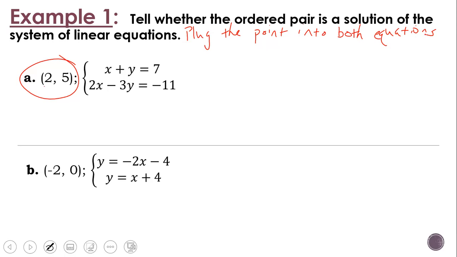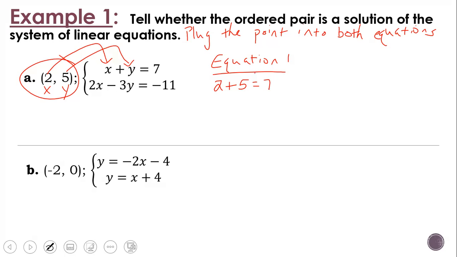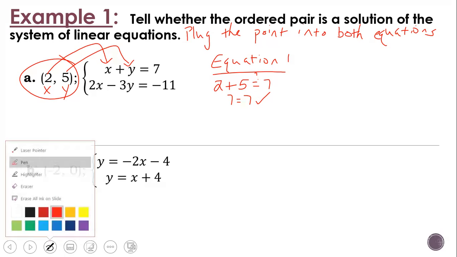So obviously 2 is my x value and 5 is my y value. We're going to plug it in for equation number 1, and we're going to see if it's true. So equation 1 is x plus y is equal to 7. So we're going to get 2 plus 5 is equal to 7. Is that true? Yes, 7 is equal to 7. So it works for equation 1.